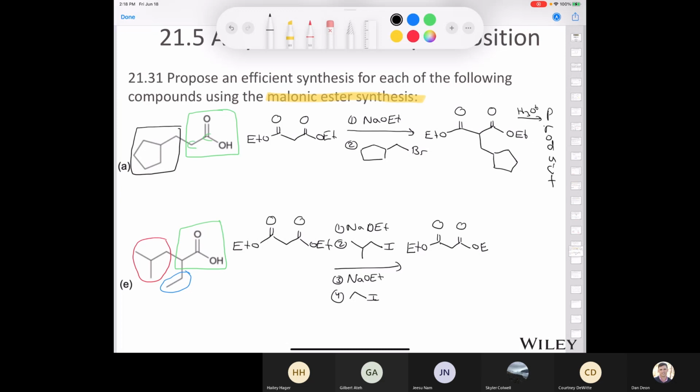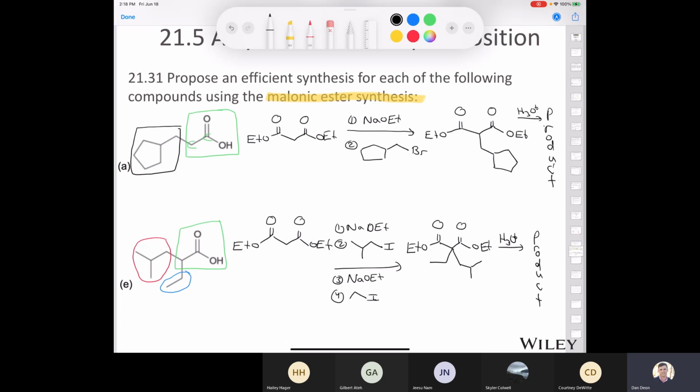I'm trying to make sure I get enough space. So I have an ethyl group and I have an isobutyl group. And then you would treat that with aqueous acid and you would end up with the product. All right, so malonic ester synthesis. There you go, malonic ester synthesis.